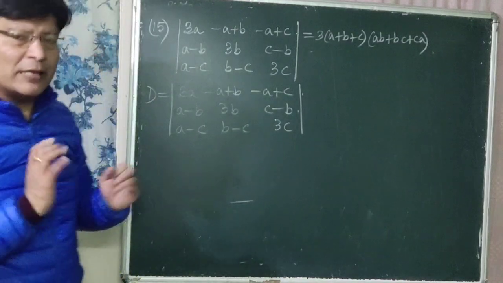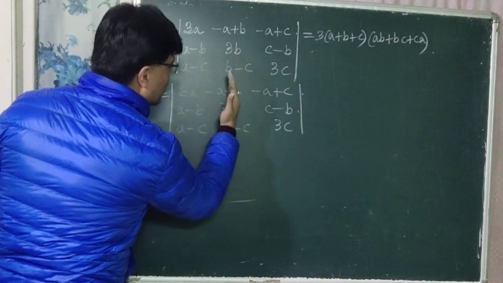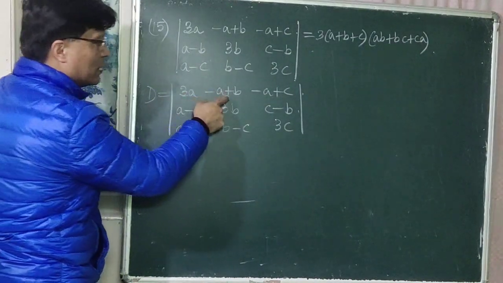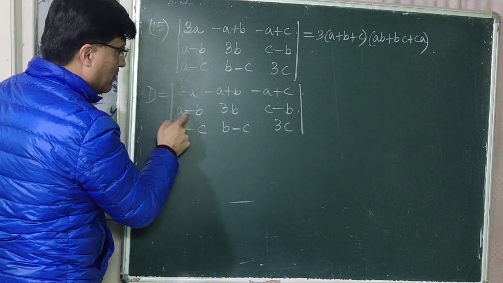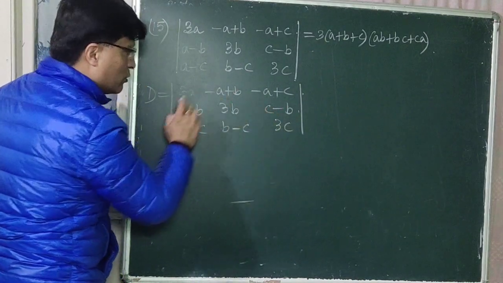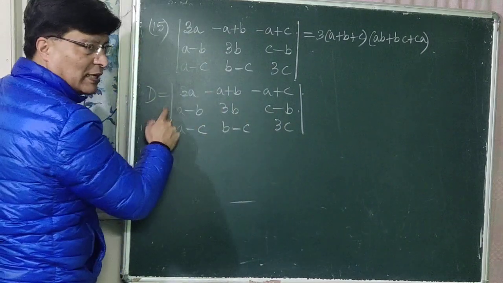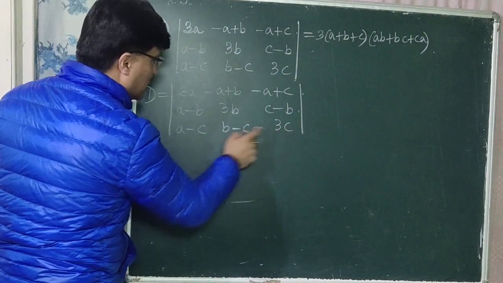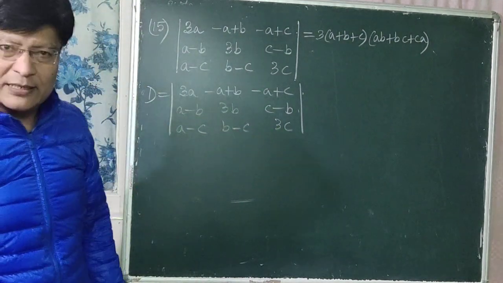Complicated part. Let us do C1 plus C2 plus C3, right? So 3A minus A plus B plus C, we are getting A plus B plus C. Here also A minus B plus 3B plus C minus B. If we add all these elements in the second row, what will you get? A plus 3B minus B plus B plus C, A plus B plus C. And this one is also what? A plus B plus C. 3C minus 2C, C. This is also A plus B plus C. Is that clear to all of you?